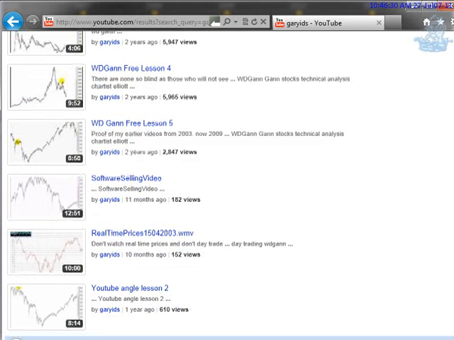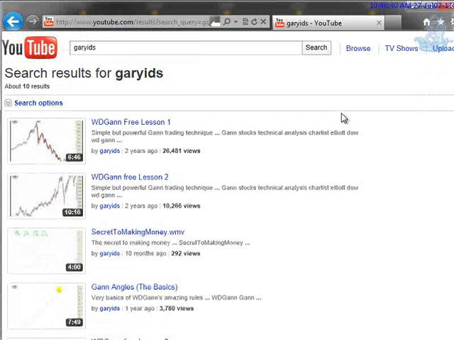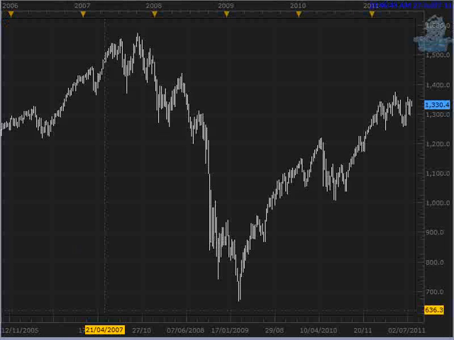You'll also probably find the other angle video I've done, called Angle Lesson Number 2, which is an example of doing it correctly. But what I'm trying to show you here is that if you use Gann angles, and you're probably using some free software, then what you're doing is completely and utterly wrong. This is some free software that came with my currency account that I use for trading currencies, and it's called MarketScope.